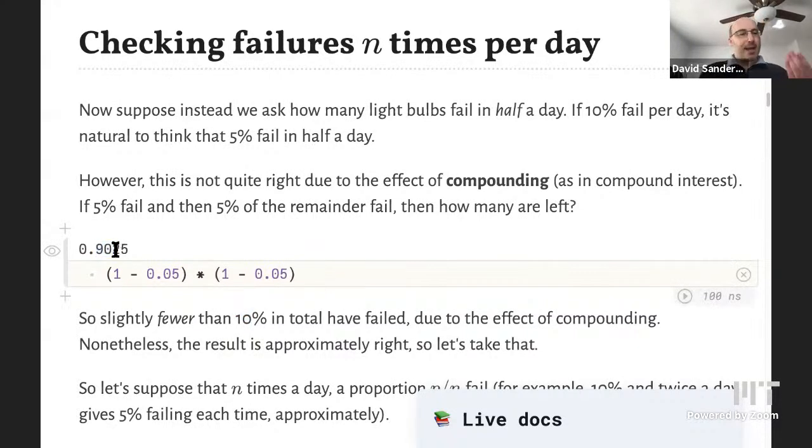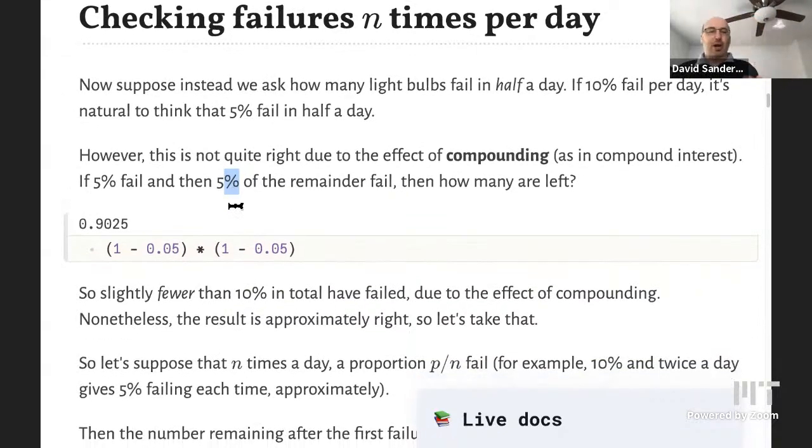So it seems like a reasonable thing to do to take 5%. It would be possible to calculate exactly this proportion that we need in order for the compounding to give exactly 10%. That is possible, but let's for the moment just do it like this. So we're going to say, okay, instead of 10% failing once a day, we'll have 5% failing each half a day. So let's generalize that again.